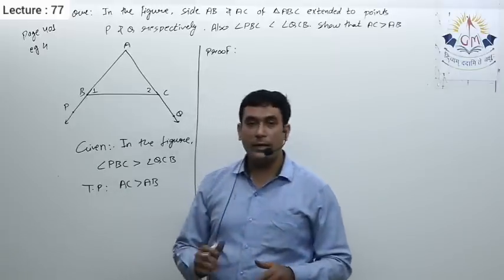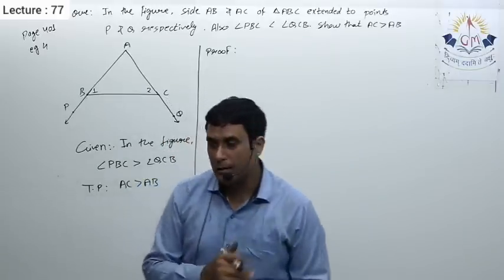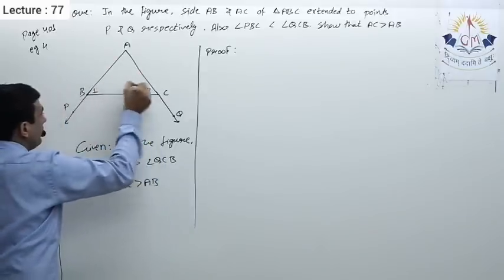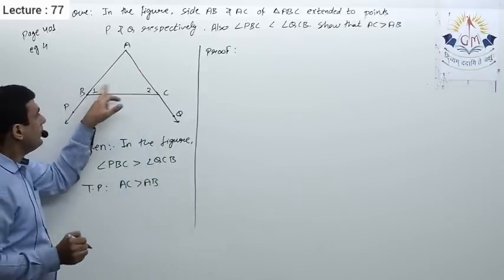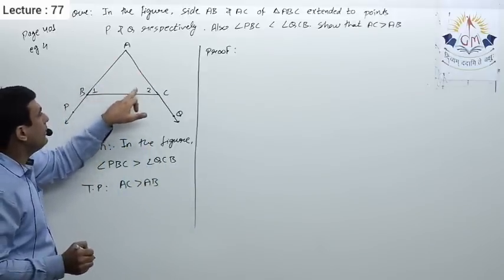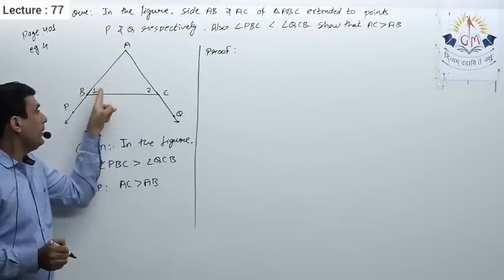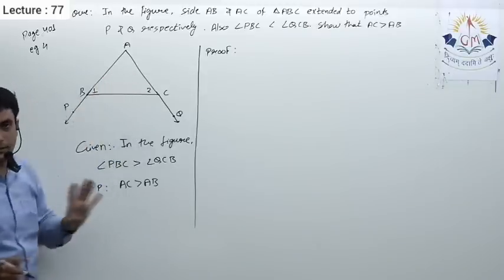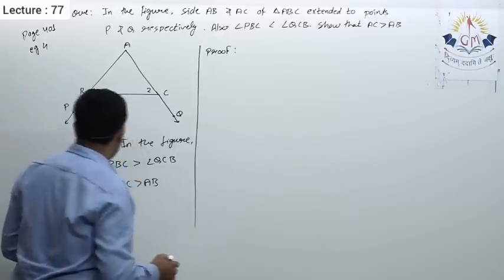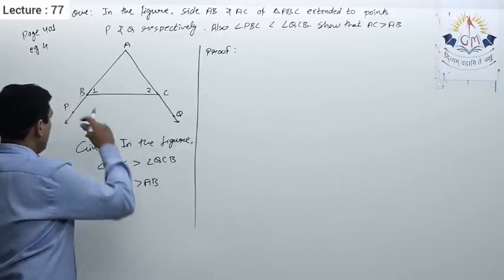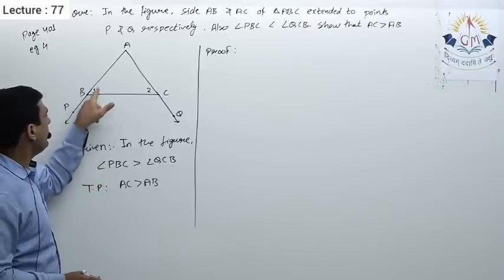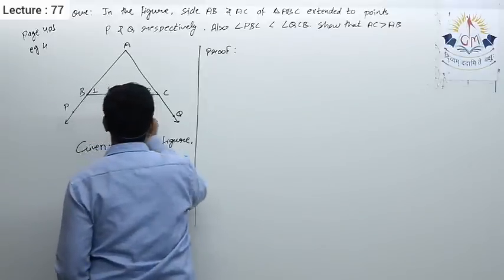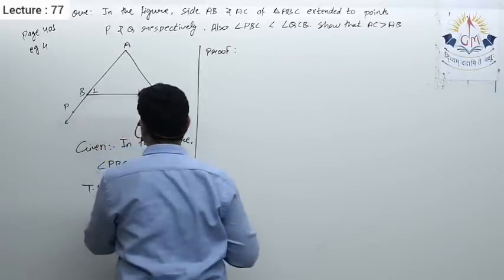So either we'll try to prove AC greater than AB directly, or we try to prove angle 1 is greater than angle 2, because angle 1 is opposite to AC and angle 2 is opposite to AB. So if I'm able to prove angle 1 is greater than angle 2, I can definitely say AC is greater than AB. So here it is a little bit easy to get the relation between angle 1 and angle 2. Okay, here it is given angle PBC is greater than angle QCB.